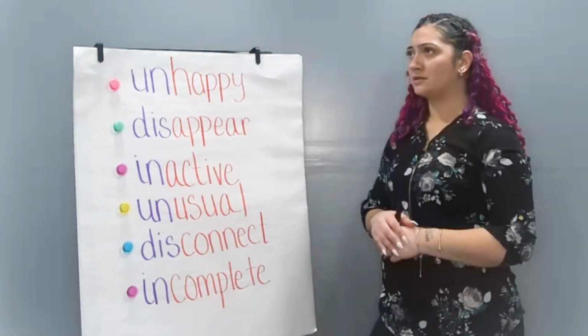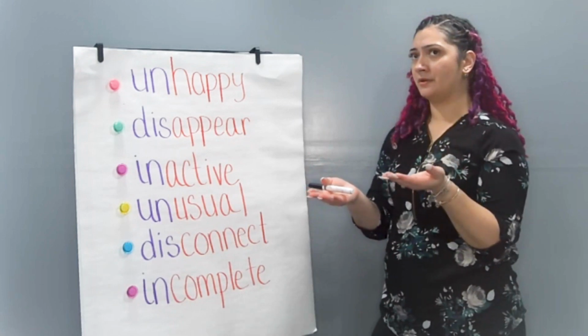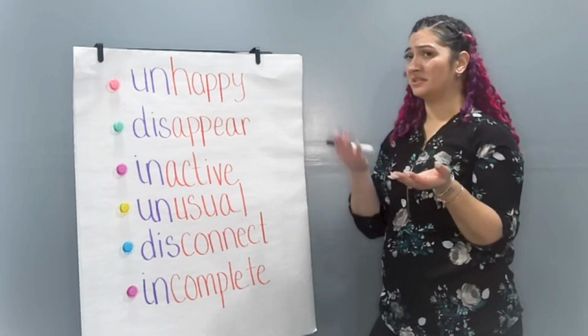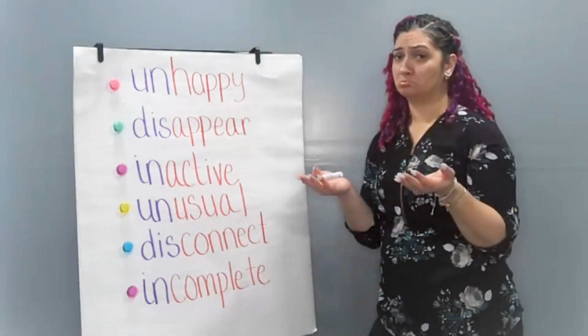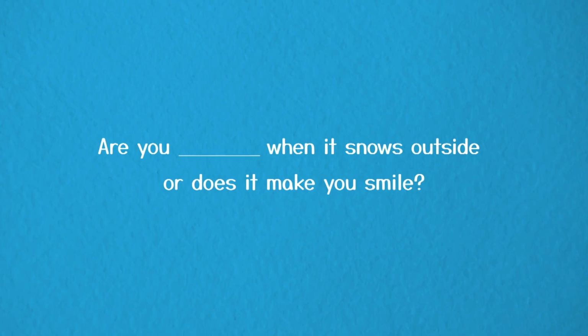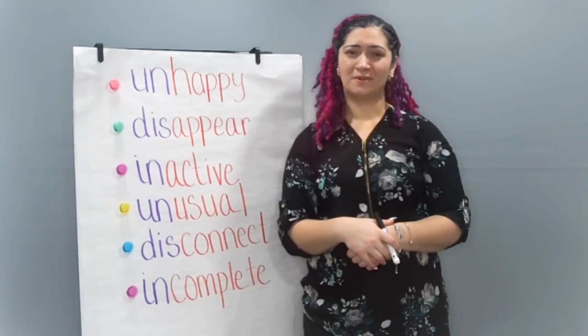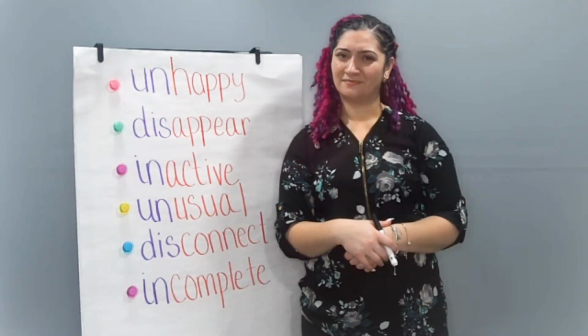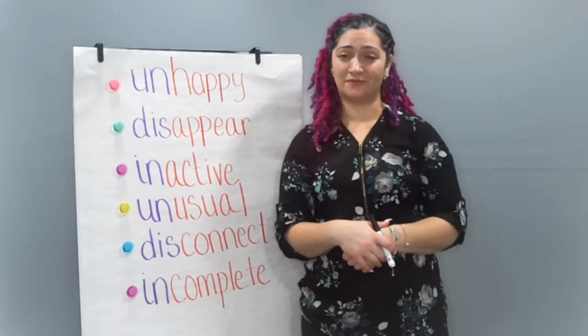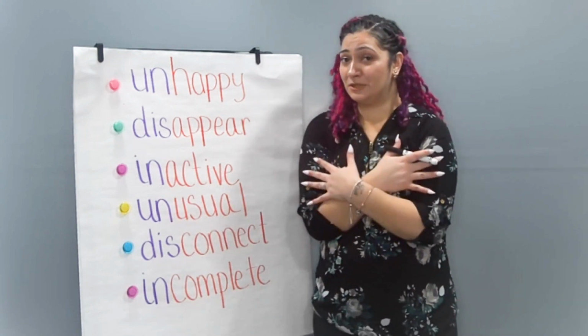Well, that word or tells us that there's one choice or another. So either it makes you smile or it doesn't. What kind of feeling would be the opposite of not smiling? You're right, that unhappy face. Did you choose unhappy? You're right. Let's reread that sentence with our word there. Are you unhappy when it snows outside, or does it make you smile? What about you? Does it make you unhappy? Sometimes I love looking at the snow. It's beautiful, right? But it definitely is cold.